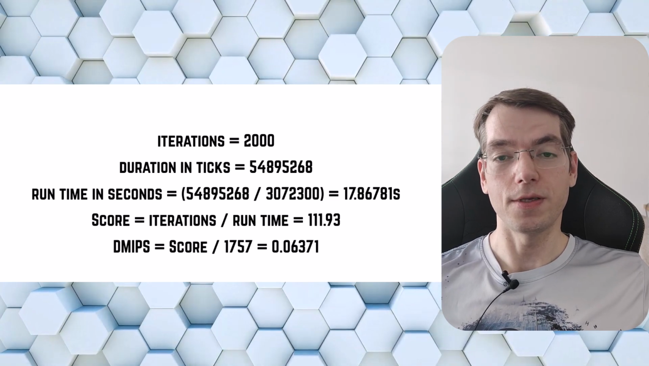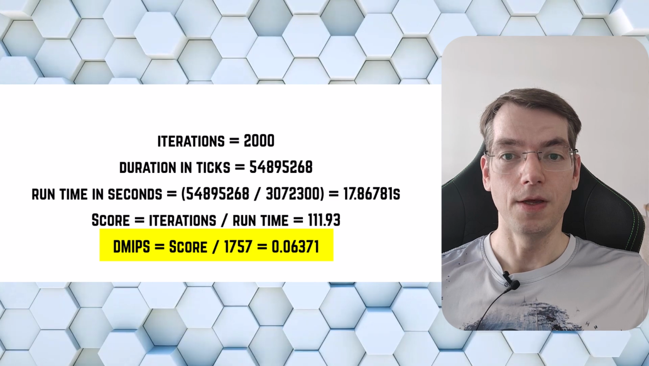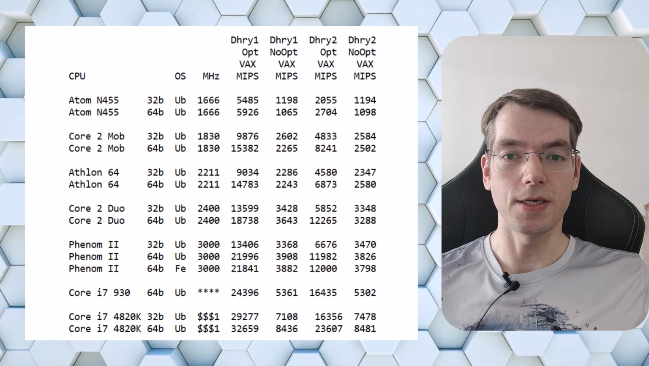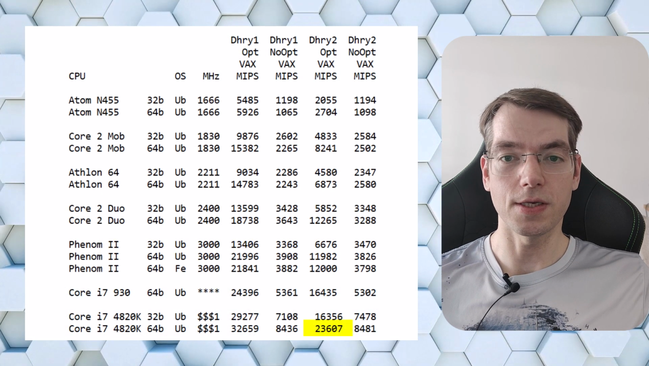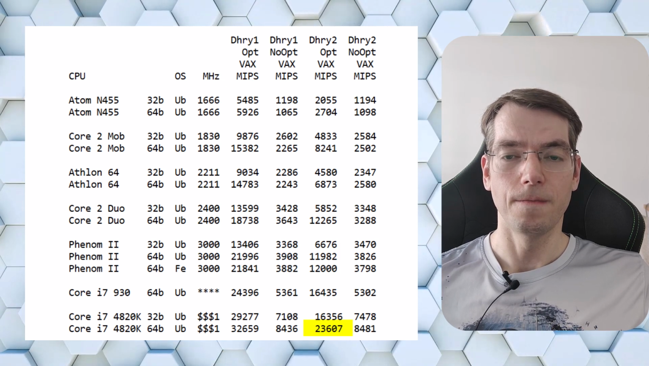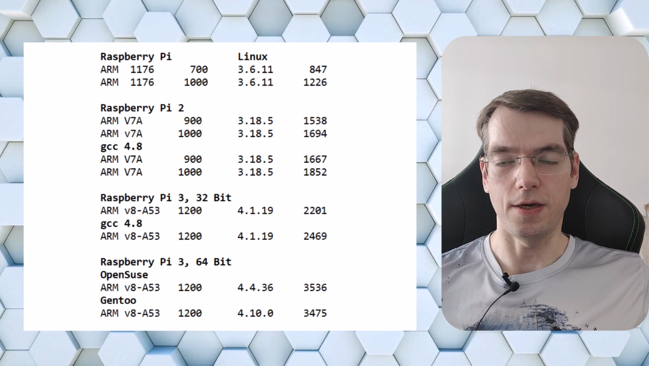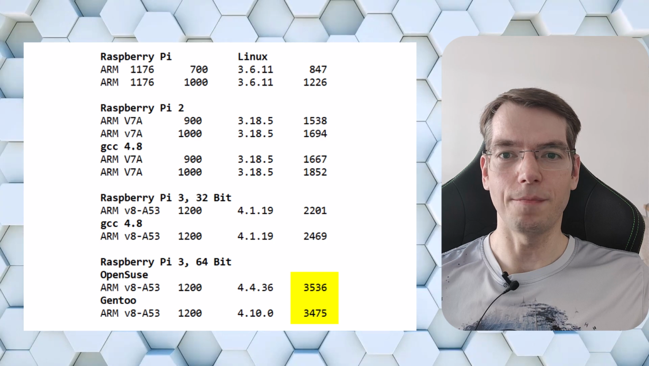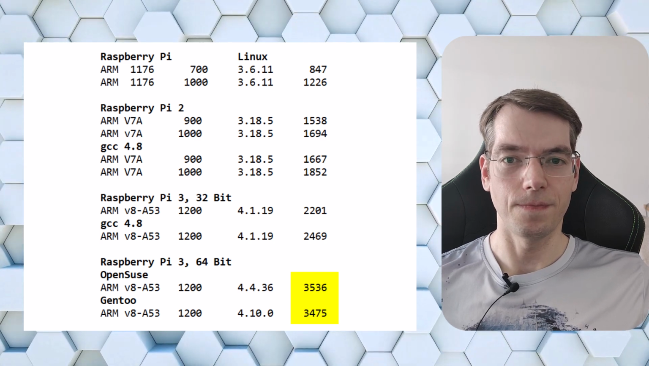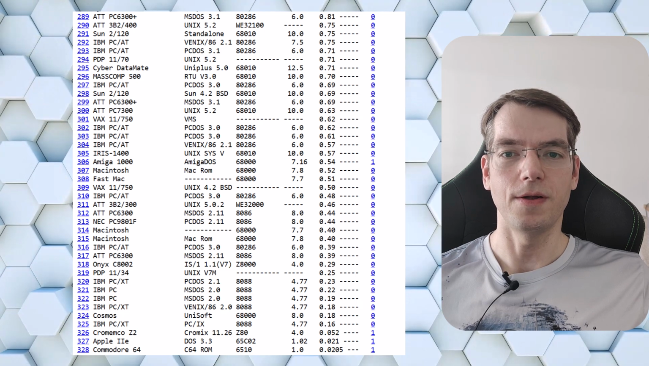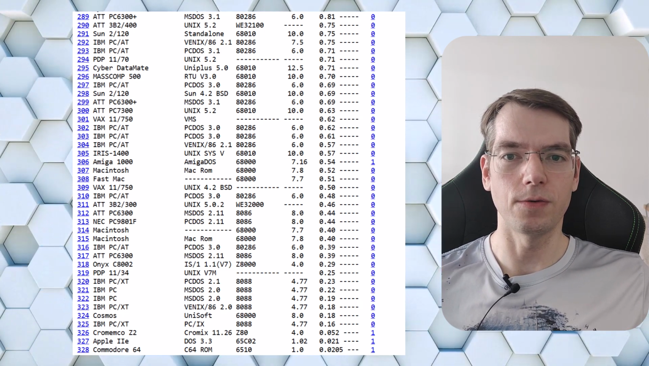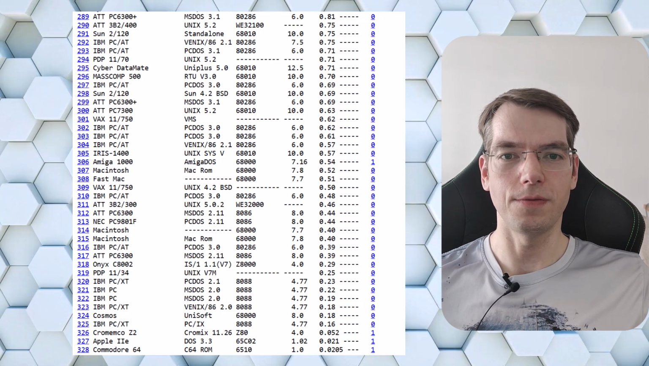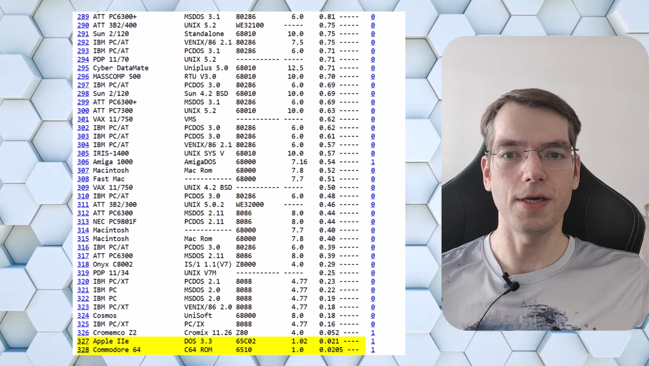They were not so promising, but quite disappointing. Only 0.06 DMIPS. In comparison, a not so modern but quite decent Core i7 has 23,000 DMIPS. Also, a Raspberry Pi has around 3,500 DMIPS. So in that comparison, 8080 looks very weak. But if we look into some of the lowest scores which I have found for Dhrystone, I can see that 8080 can beat the Commodore 64 and Apple IIe, which is surprising.